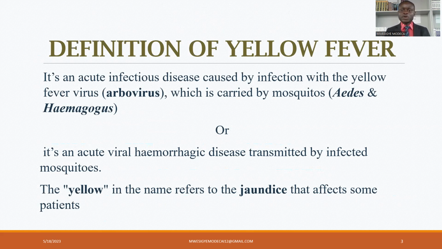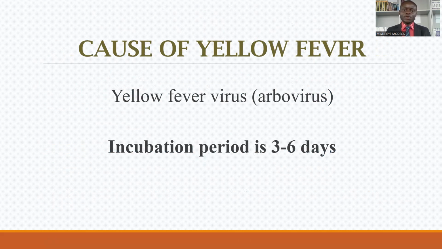So this is one of the viral hemorrhagic diseases, as we know others like Ebola and Marburg. Yellow fever is one of them. The word yellow in the name yellow fever simply means the jaundice that appears in most of the patients that have yellow fever. What is the cause of yellow fever?